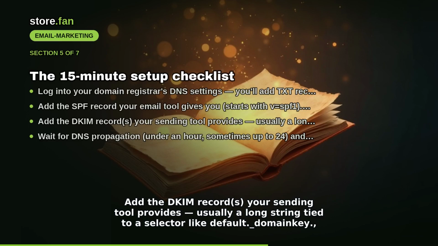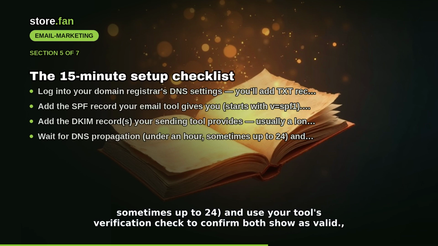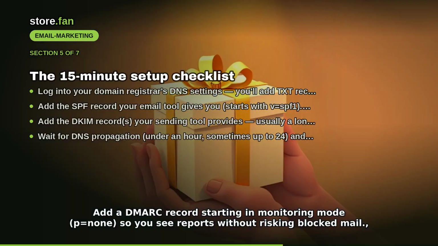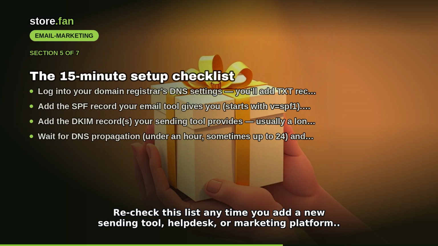Add the DKIM record your sending tool provides, usually a long string tied to a selector like default domain key. Wait for DNS propagation, under an hour, sometimes up to 24, and use your tool's verification check to confirm both show as valid. Add a DMARC record starting in monitoring mode, p=none, so you see reports without risking blocked mail. After 2 weeks of clean reports, tighten DMARC to quarantine or reject for stronger protection. Recheck this list anytime you add a new sending tool, help desk, or marketing platform.